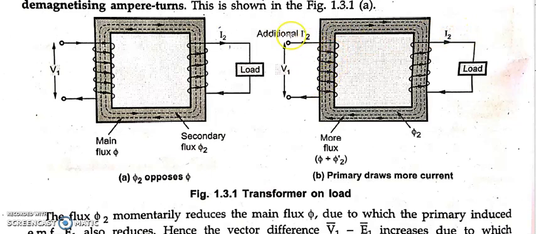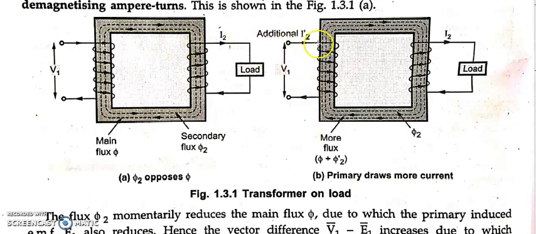So my primary winding will draw an extra current I2 dash so as to nullify the effect produced by I2, so as to fulfill the requirement. The requirement here is the load. My primary winding will draw an additional current I2 dash from the supply itself. I1 it was already drawing from the supply. Along with that, I2 dash is the extra or additional current drawn from the primary side.